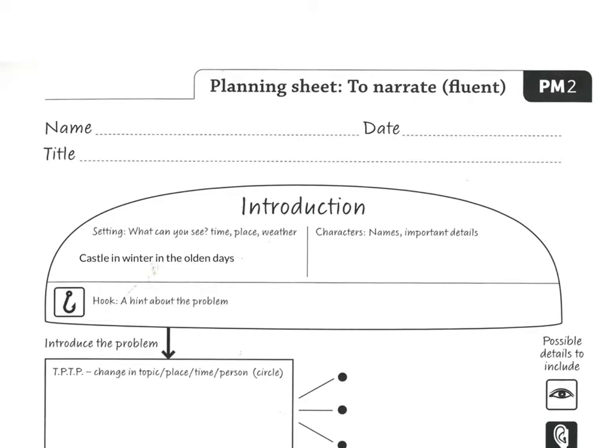So for my setting, I'm going to have it happening in a castle in the winter time, and it's going to be in the olden days. The characters in my story are going to be a witch, a beautiful princess, and a lonely farmer. And a hint at my problem is going to be that the witch is jealous of the beautiful princess. Note in here I haven't given details of why or what happens as a result of that. I've just hinted at what the problem was going to be.